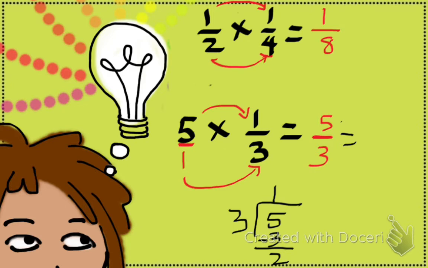So the 1 here is our whole number, and the 2 here is our numerator, and the 3 is our denominator. So this is now our final answer, 1 and 2/3.